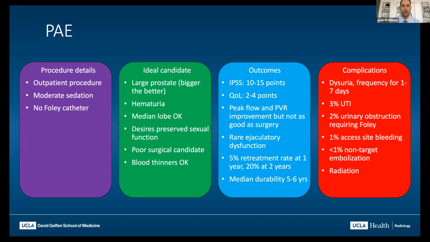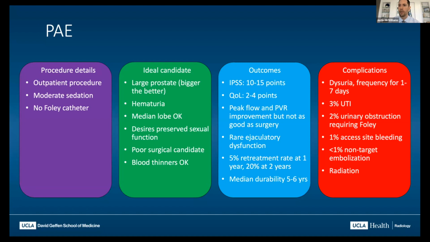It preserves sexual function, and it's fine in poor surgical candidates. So I have patients that are 90 years old. Sometimes they don't qualify for most of the surgeries. No urologist wants to touch them, but they can come and get a PAE with essentially zero morbidity. Blood thinner is also fine. We can do this in patients on Coumadin or heparin or Eliquis or Plavix or aspirin, because we can either do a radial approach or use a closure device at the femoral, and bleeding risk remains quite low.